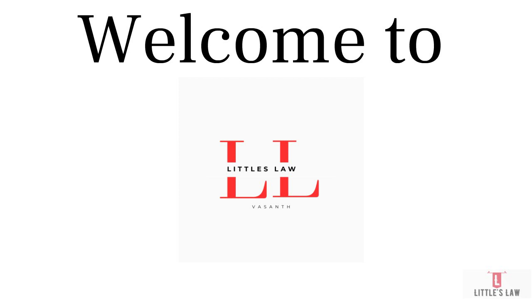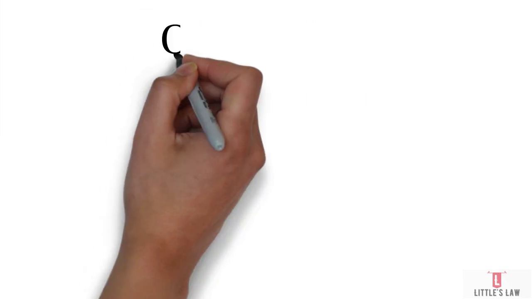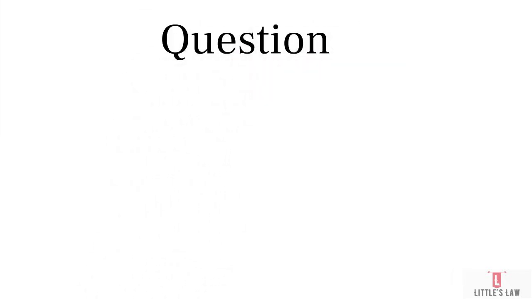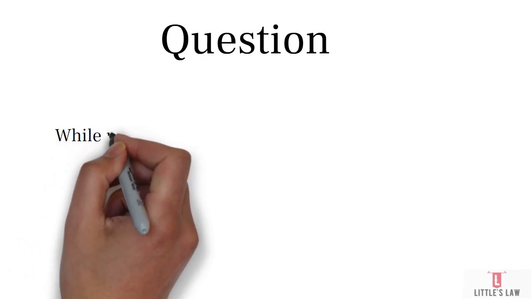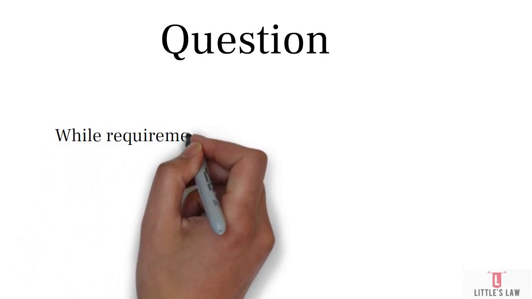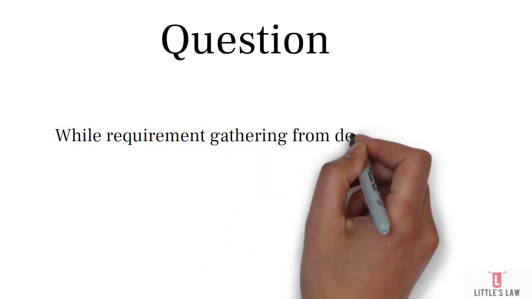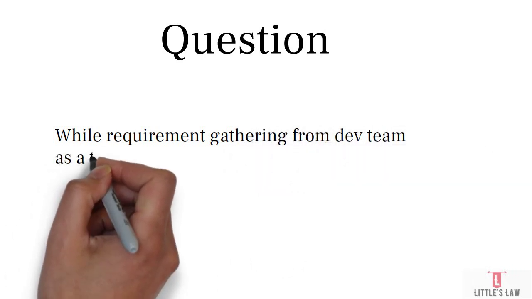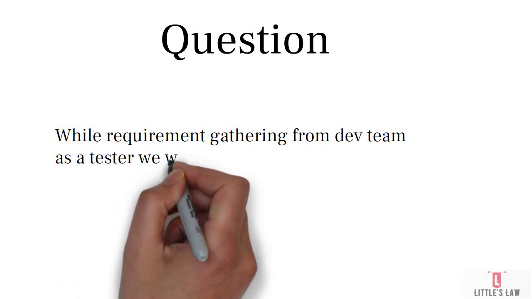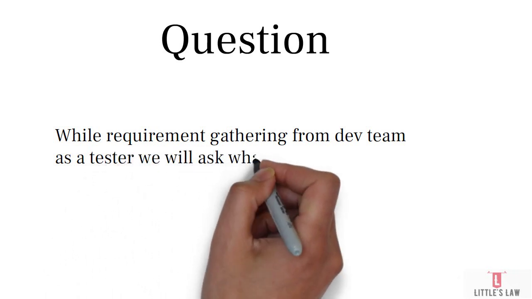So the question is from our subscriber. While gathering requirements from the dev team, as a tester, we will ask what type of testing we need to do, like breaking or targeting TPS, which is transactions per second. So, how will the dev team decide the type of testing scenario?